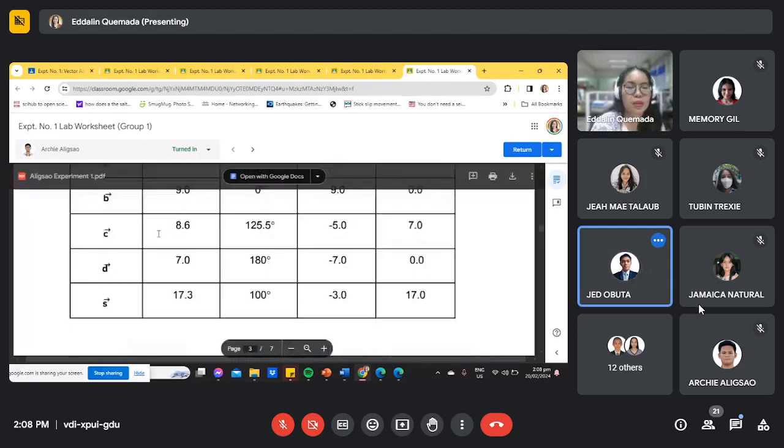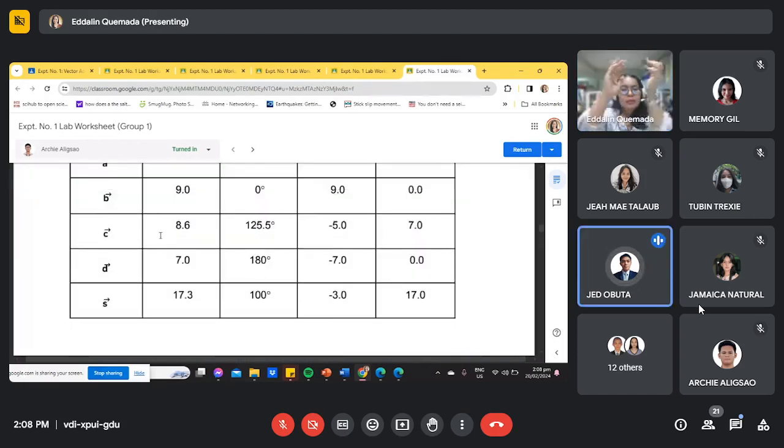Last one, vector D, magnitude 7 at 180 degrees. Since it is at 180 degrees, it lies on the x-axis. But particularly, which direction?